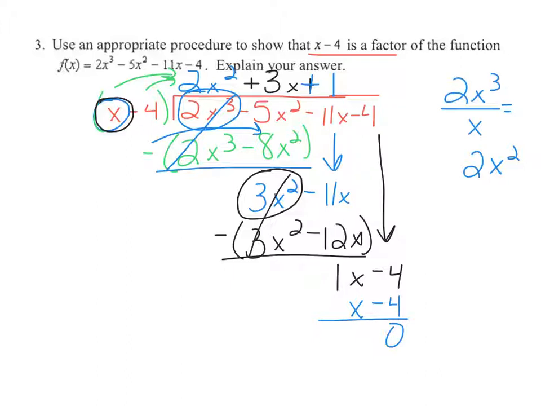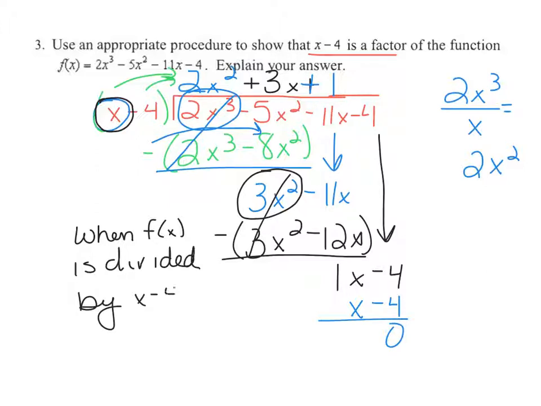So for an explanation, we can write, when f of x is divided by x minus 4, the remainder is 0. Another way to say this is that it divides evenly into f of x. Either way is fine.